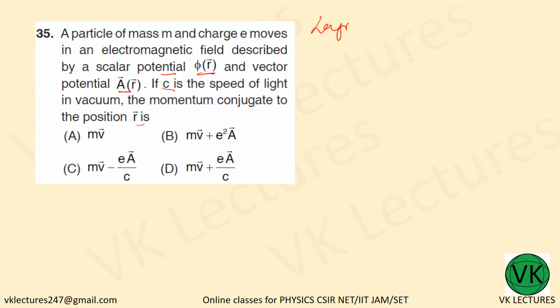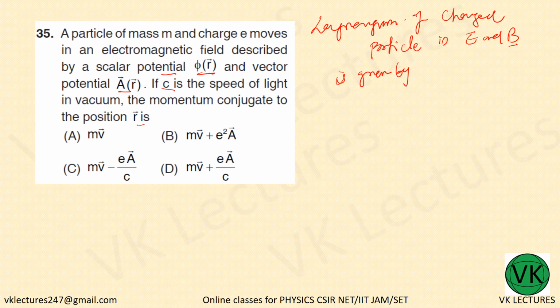So we have the Lagrangian of a charged particle in an electric and magnetic field, or electromagnetic field, given by L is equal to half mv squared minus q into phi plus q into v dot A. Now this v is the velocity of the charged particle.